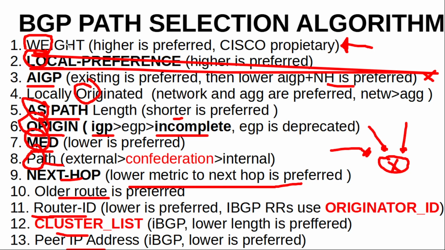If you can use mnemonics, just use them. Notice that AIGP is not generally used, and nobody usually refers to originator ID or cluster ID because these are iBGP parameters. So the exam will usually focus on weight, local preference, locally originated, AS path, origin, MED, probably next hop, and older route. That's it.